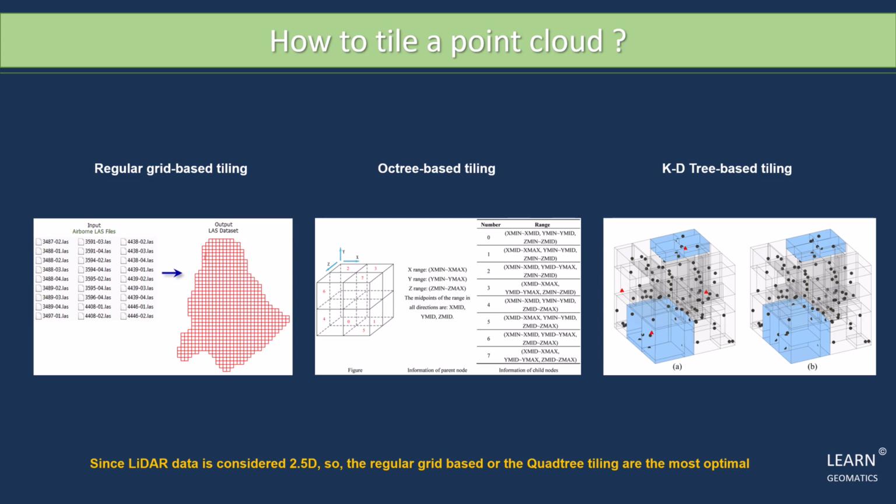Let's compare the different techniques used for 3D point cloud tiling. Regular grid-based tiling is a simple and straightforward technique that is easy to implement. However, it can result in a large number of empty tiles, and the grid resolution may not be optimal for all parts of the point cloud. Octree-based tiling, on the other hand, can adapt to the density of the point cloud and provide a more efficient representation of the point cloud. However, it can be computationally expensive and may result in a large number of small tiles. KD tree-based tiling can efficiently represent the point cloud and provide good spatial locality, but it may not be optimal for irregularly shaped point clouds. But since LiDAR data is considered 2.5D, the regular grid-based or the quadtree tiling are the most optimal.